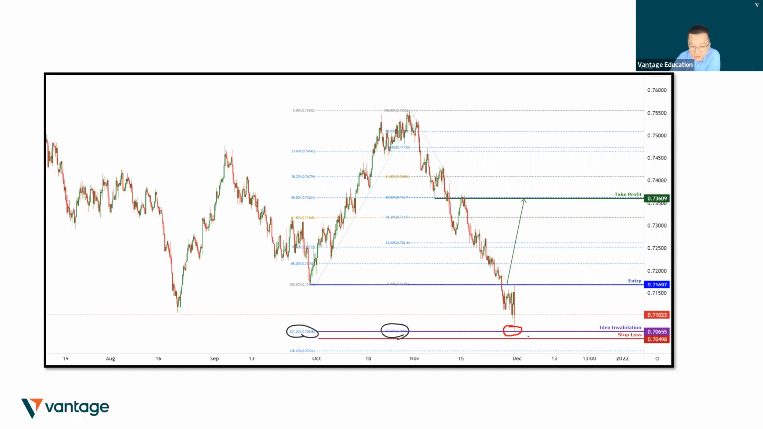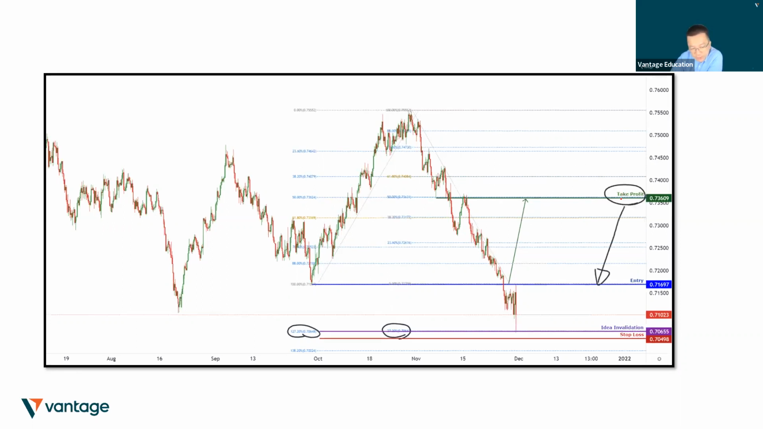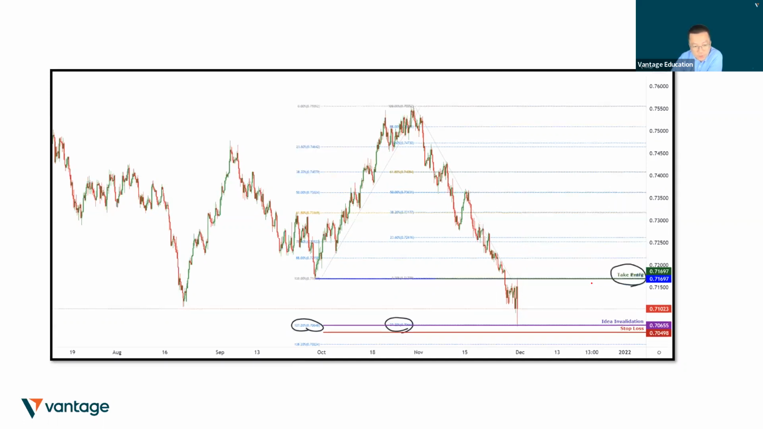Worst case scenario, it does drop that little bit more. You can see it's 7065 and 7049, so it's about 15 pips away, not very far. At that point, it's hit your idea invalidation. Then you would say, okay, let's try to make the best out of this bad scenario. Your take profit will be dragged down towards the entry point. Drags down to your entry point.